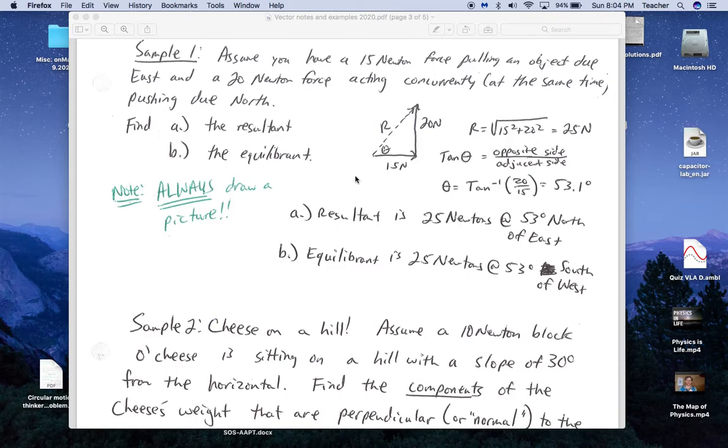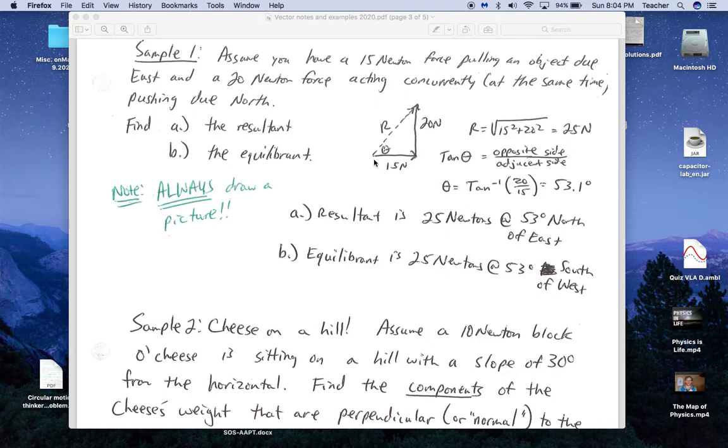So in this case, I've got 15 newtons east, 20 newtons north. I use the Pythagorean Theorem to get my resultant of 25 newtons. And then since the tangent of the angle is the opposite side, which is 20, over the adjacent side, which is 15, I use the inverse tangent to get that angle. And once again, that's about 53 degrees. That's similar to the example I had earlier. So the resultant would be at 25 newtons at 53 degrees north of east, the way that I've drawn that.